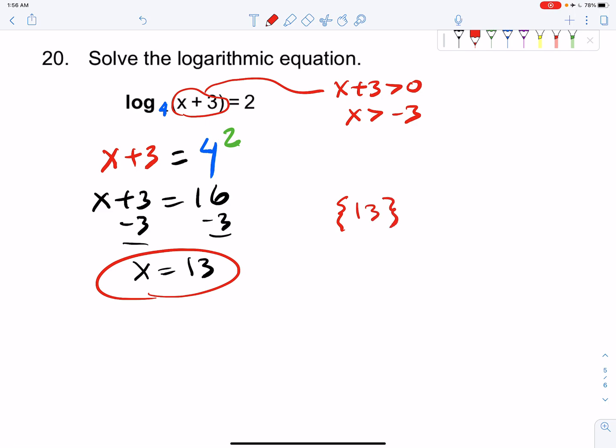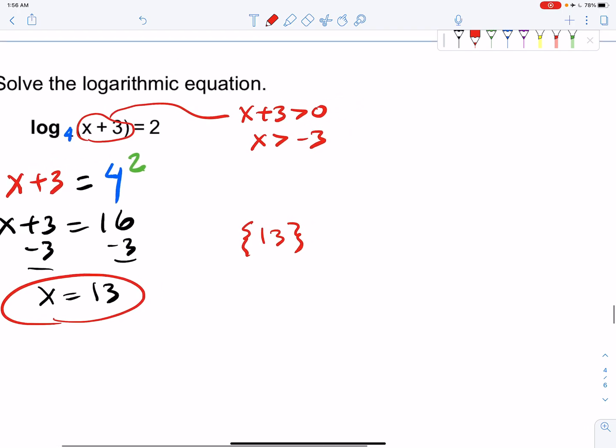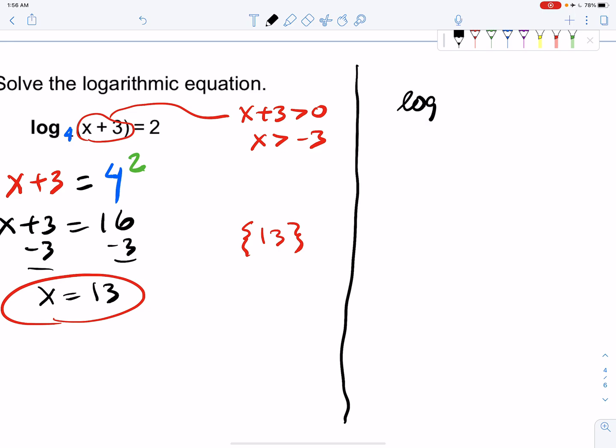And was there something? Oh, I did want to show another way that I don't see very often. And I like this way a lot because it gets you out of a jam sometimes with logs. So I just want to show you this. Some books don't say it, but when we talk about inverses, it really belongs in the next section. But I thought I would show it to you.